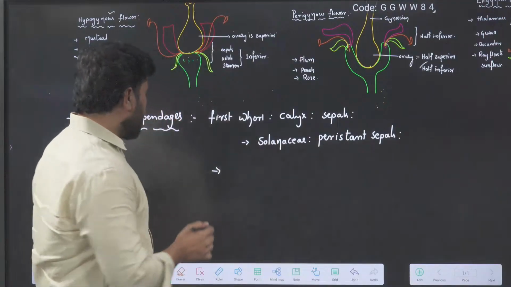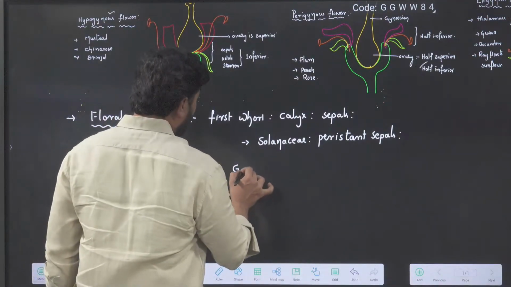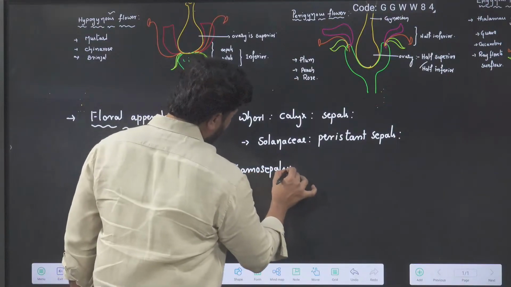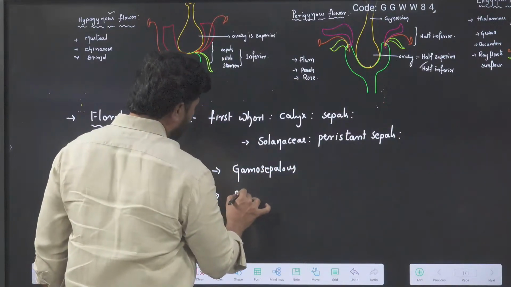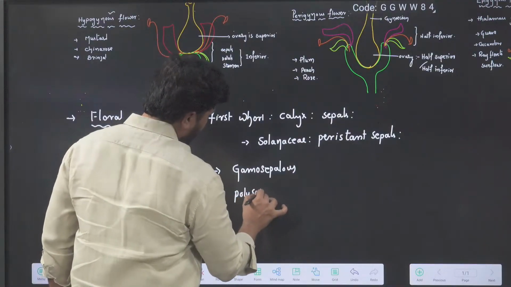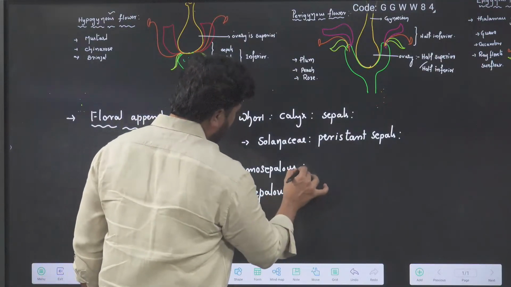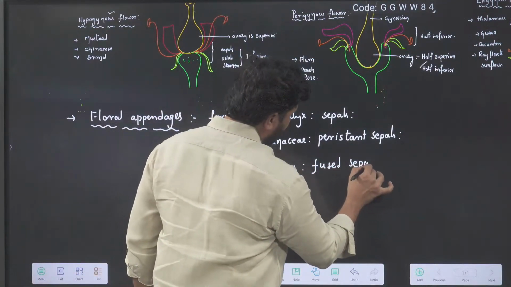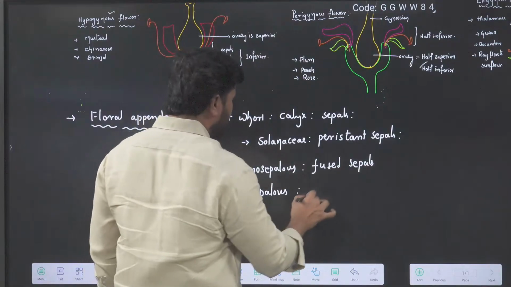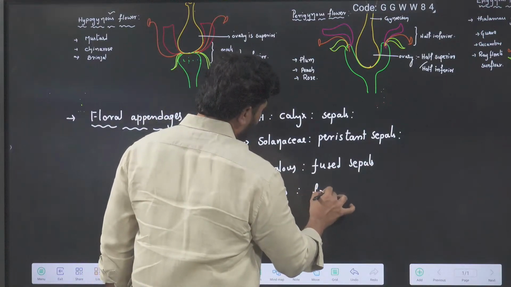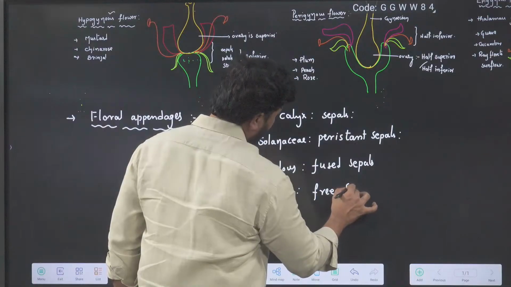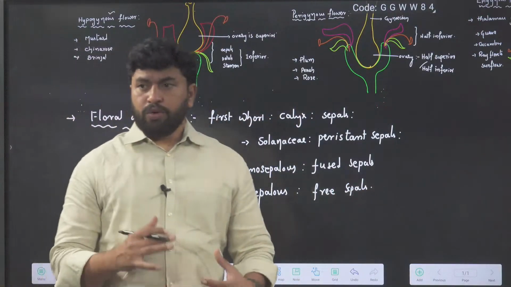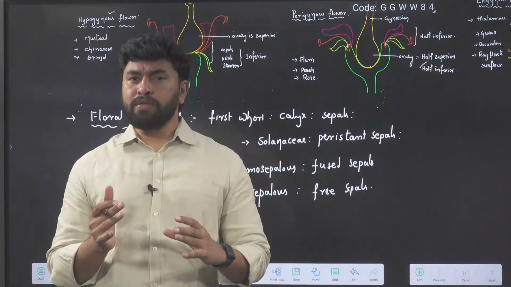In this case, flowers may be gamosepalous, and flowers may be polysepalous. Gamosepalous: sepals are fused. All the sepals are fused. Polysepalous: all the sepals are free. If sepals are free, polysepalous; if sepals are united, the condition is called gamosepalous.